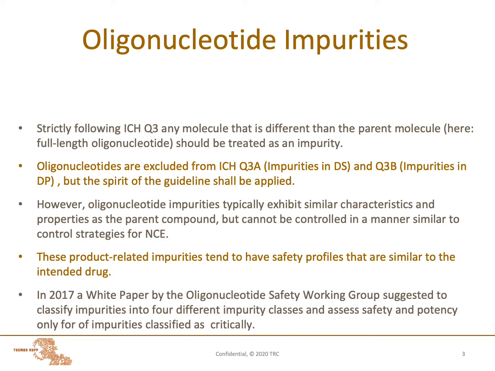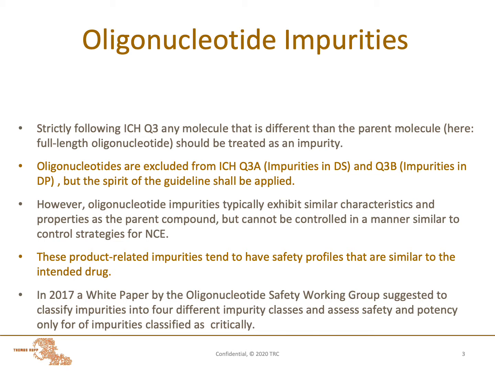So what are, or how to define oligonucleotide impurities? Strictly following the ICH guideline Q3, any molecule that is different than the parent molecule, in this case the full-length oligonucleotide, should be treated as an impurity. Easy. Oligonucleotides obviously are excluded from the ICH guideline Q3A, that's impurities in drug substances, and Q3B, that's impurities in drug product. But of course the spirit of the guidelines shall be applied to oligos as well.